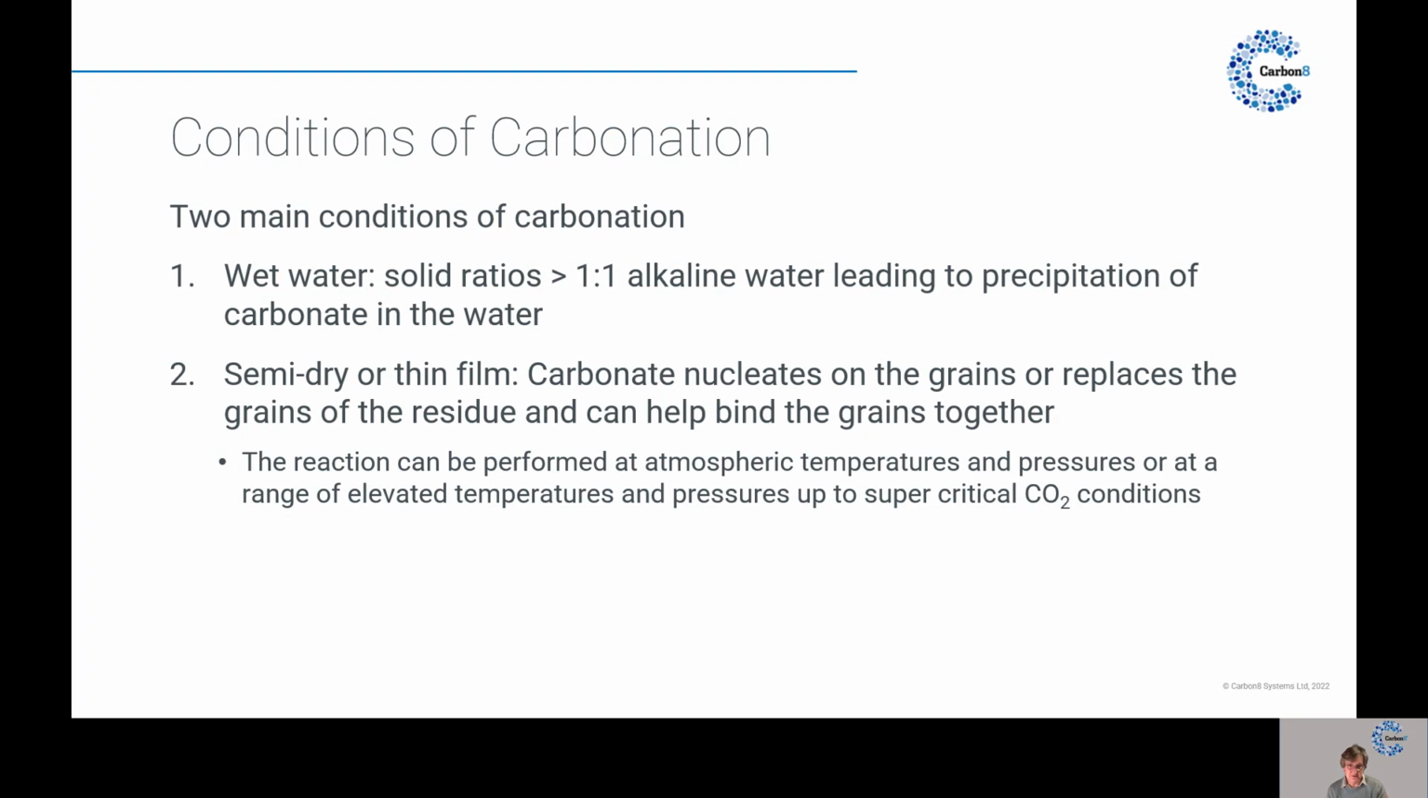This reaction can occur at atmospheric temperatures and pressures, or at a range of elevated temperatures and pressures up to supercritical CO2 conditions. But at Carbonate Systems, we possibly sacrifice a little bit of the CO2 uptake of the materials, but that's balanced by the saving of energy by using atmospheric temperatures and pressures rather than elevated temperatures and pressures.